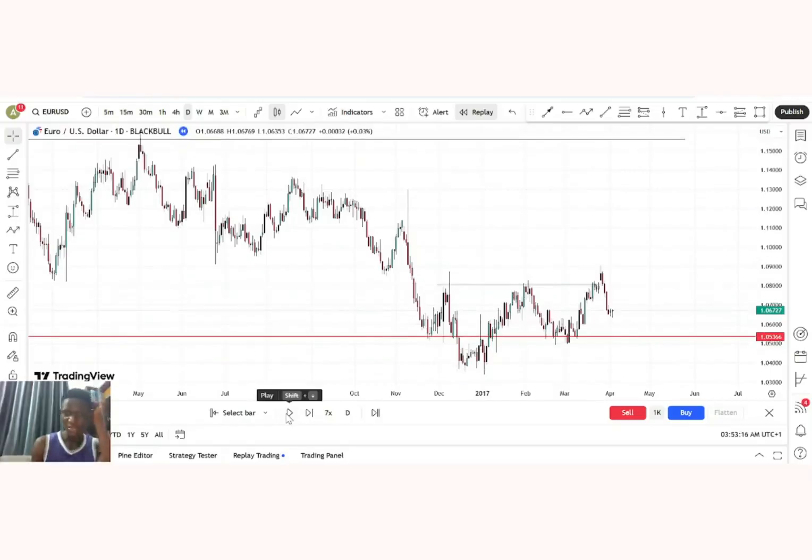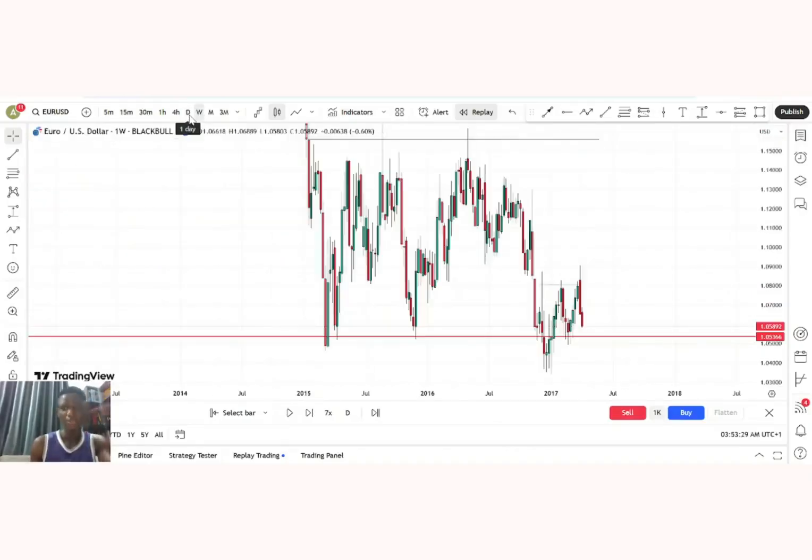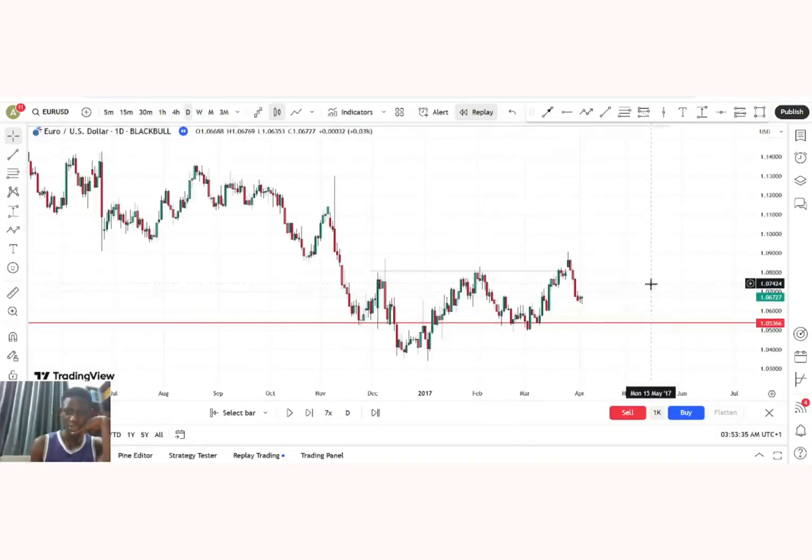All right, guys, so you saw the breakout, right? So this was the breakout, but it was not too clear. Okay, but it still makes sense. So okay, let me use 1 week. Okay, so it does not make much sense.